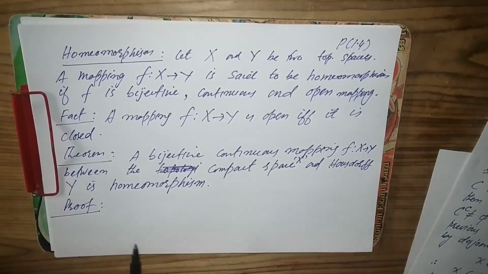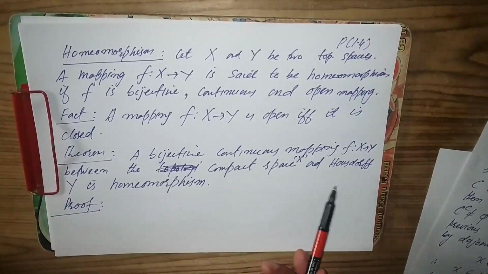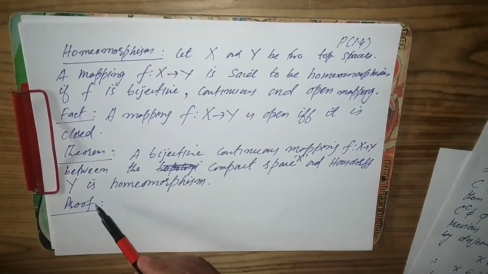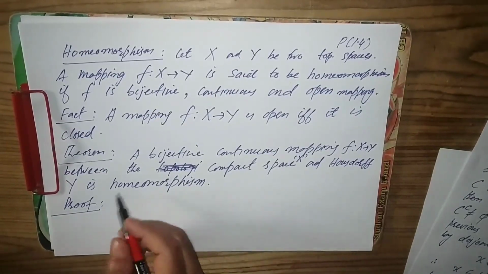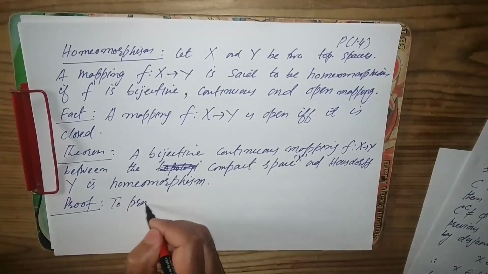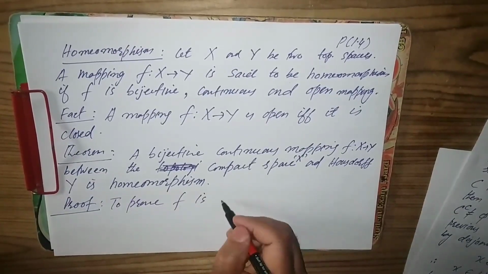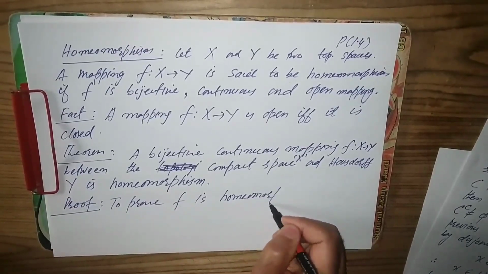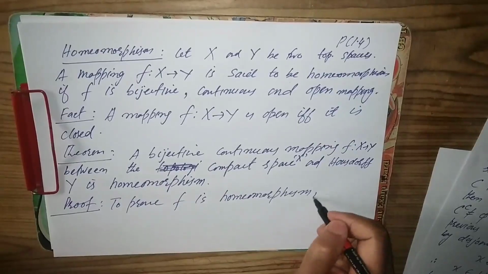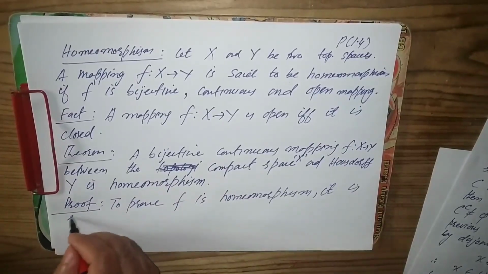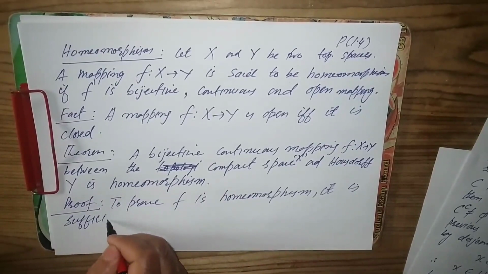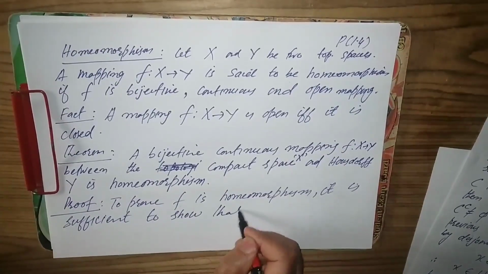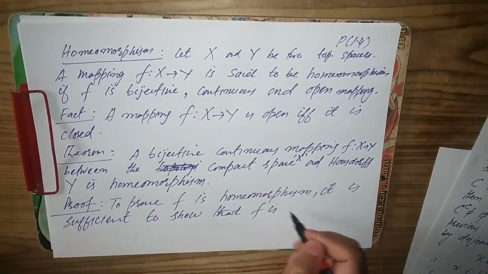For a homeomorphism, it is sufficient to show that it is an open mapping. So to prove f is a homeomorphism, it is sufficient to show that f is an open mapping.